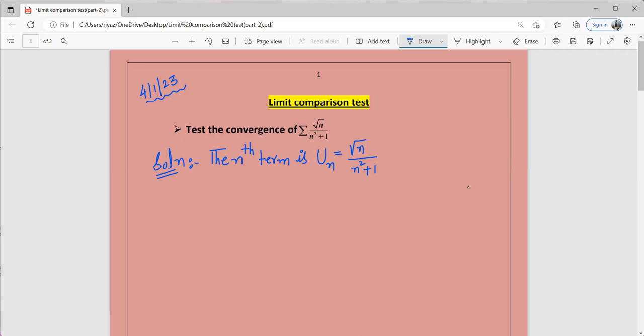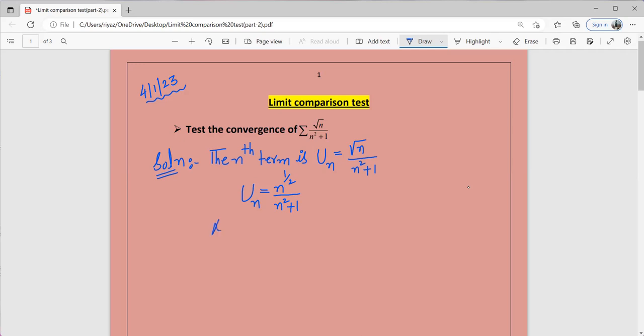Test the convergence of summation root of n by n square plus 1. Summation value given means, what is the meaning of this? The nth term of the given series will be given. Understood? Now, for your convenience, let me write this clearly. Can we write like this? n to the power of root means what? It's power 1 by 2, whole divided by n square plus 1. Right?